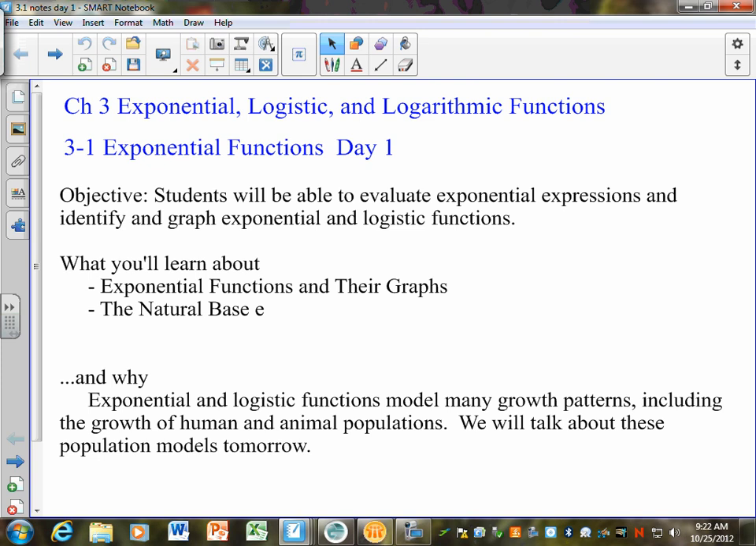Chapter 3 starts with exponential functions, which is something we did in Algebra 2 last year, and then we get into logarithmic functions, and really we're going to get into a lot of the applications of this a lot more than we did last year. We did a little bit of that last year in Algebra 2. We talked about exponential growth and decay and radioactive decay, but we're going to get into the finance of it a lot more.